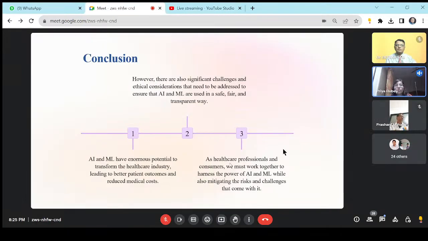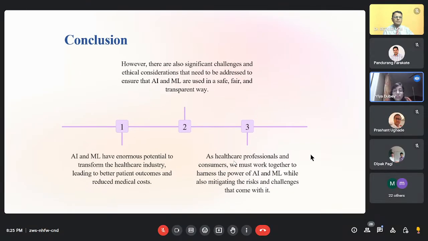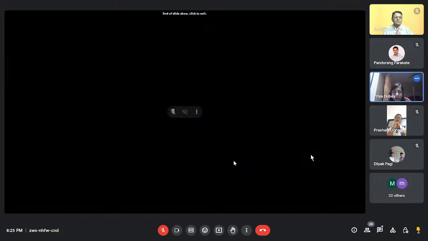The conclusion is therefore that AIML have enormous potential to transform the healthcare industry, leading to better patient outcomes and reduced medical costs. Then there are also significant challenges and ethical considerations that need to be addressed to ensure safe, fair, and transparent use of AI and machine learning. And last is that as healthcare professionals and consumers, we must work together to harness the power of AIML while also mitigating the risks and challenges associated with it.